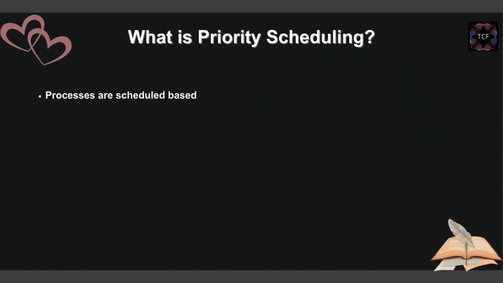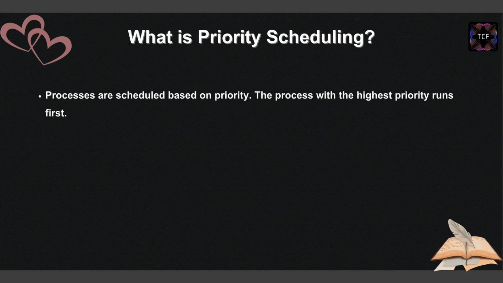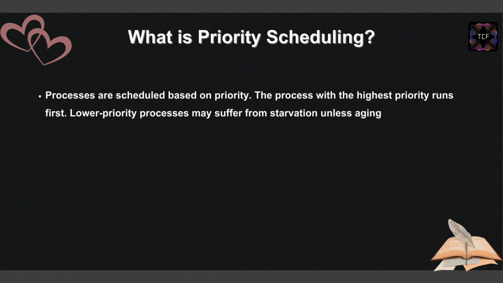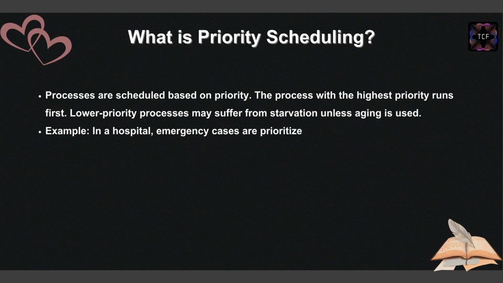What is priority scheduling? Processes are scheduled based on priority. The process with the highest priority runs first. Lower priority processes may suffer from starvation unless aging is used. Example: in a hospital, emergency cases are prioritized over routine checkups.